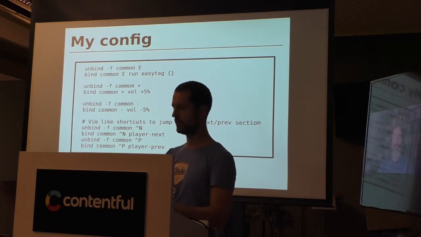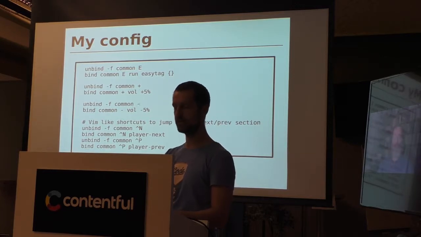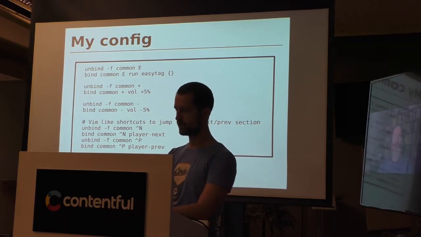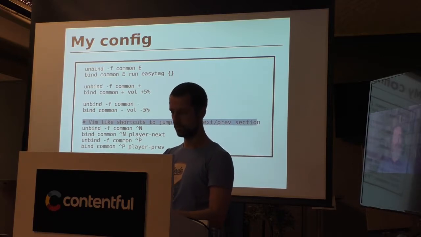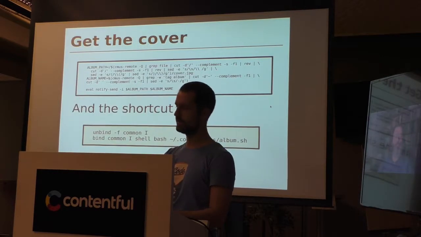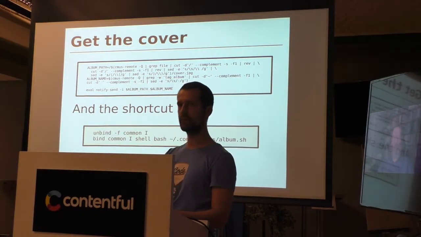And if I want to change the sound increase by a certain amount, like 5% or minus 5%, then I just unbind the plus and minus commands and define the new behavior for them. And there are some Vim shortcuts there. I want to use Control N or Control P to go to the next or previous song, because the normal N shortcut was not so intuitive for me, so I changed it this way.